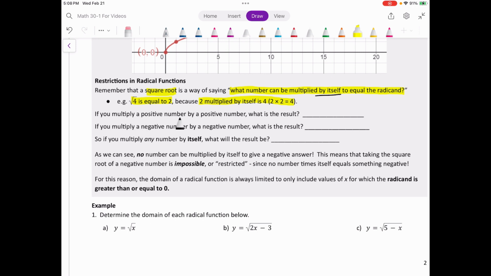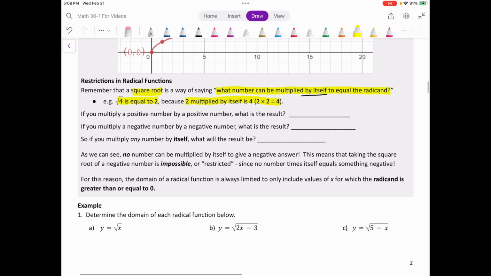Because if you multiply a positive number by a positive number, maybe that positive number is itself, right? If you have a positive number, multiply it by itself, that's a positive times a positive. What happens if you do positive times positive? You get a positive answer, right? Positive times positive gives you a positive answer. All right, what if you do a negative number by a negative number, right? Maybe, negative 3 times, well, let's just do it by itself. Negative 3 times negative 3. You get positive 9, right? A negative times a negative is also a positive.